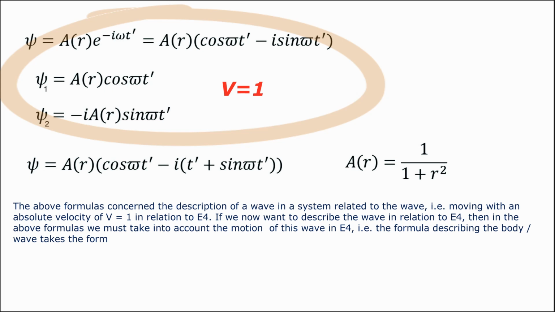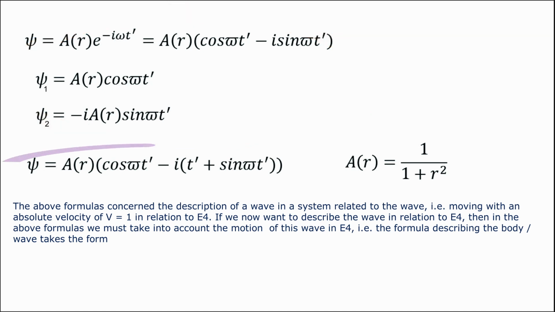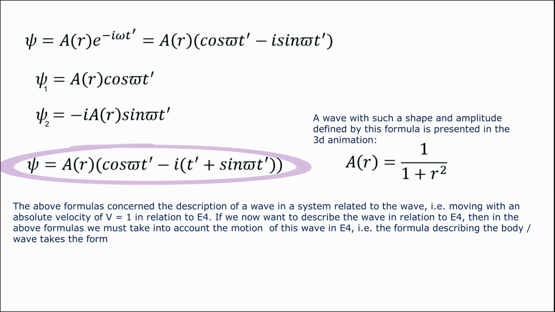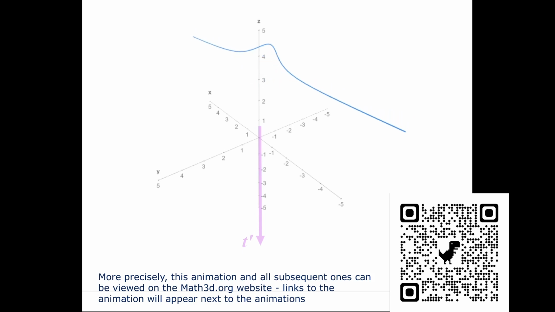If we now want to describe the wave in relation to E4, then in the above formulas we must take into account the motion of this wave in E4, i.e. the formula describing the body wave takes the form. A wave with such a shape and amplitude defined by this formula is presented in the 3D animation. More precisely, this animation and all subsequent ones can be viewed on the math3D.org website. Links to the animation will appear next to the animations.